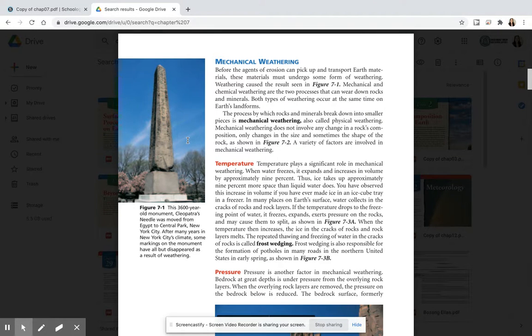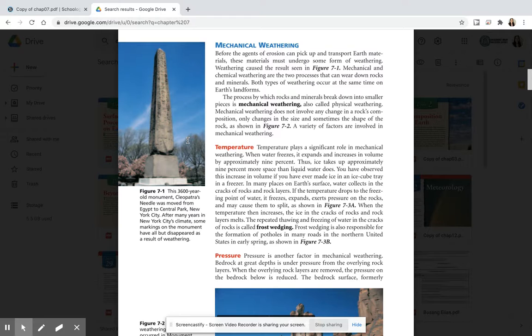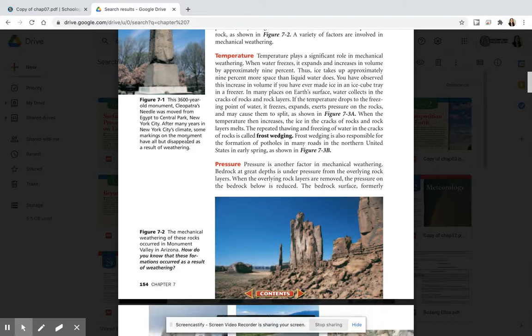The process by which rocks and minerals break down into smaller pieces is mechanical weathering, also called physical weathering. Mechanical weathering does not involve any change in a rock's composition, only changes in the size and sometimes the shape of the rock, as shown in Figure 7.2. A variety of factors are involved in mechanical weathering. Temperature. Temperature plays a significant role in mechanical weathering.